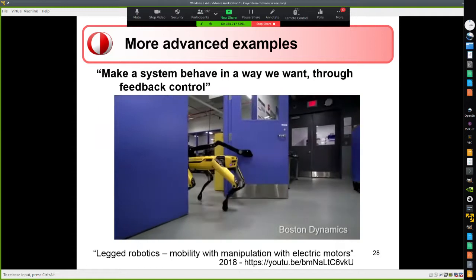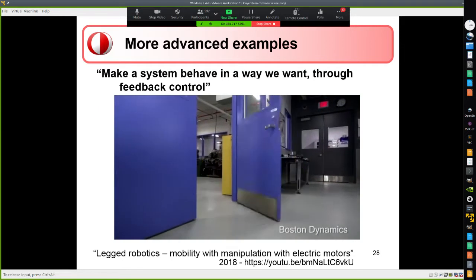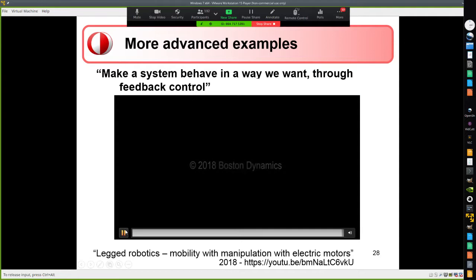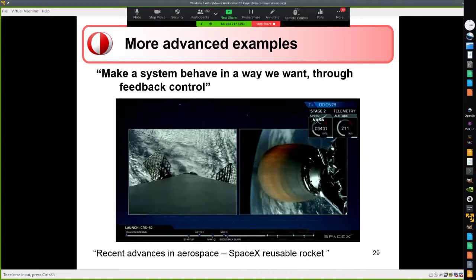So there are many control algorithms here, right? Control of the locomotion, control of the task, control of the collaboration, control of the manipulator mounted on top of the robot, and so on. Okay. Now I'm going to switch to another example, which is from space.